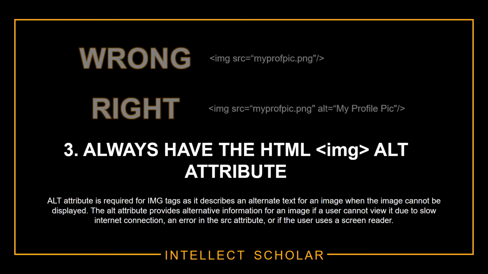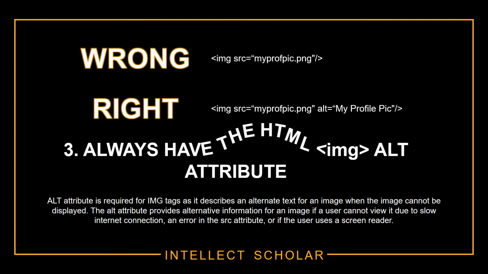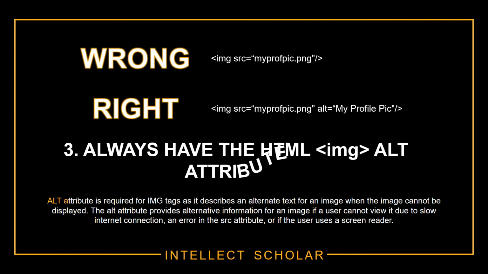Number 3. Always have the HTML image alt attribute. The alt attribute is required for images as it describes an alternate text for an image when the image cannot be displayed. The alt attribute provides alternative information for an image if a user cannot view it due to a slow internet connection, an error in the source attribute, or if the user uses a screen reader.